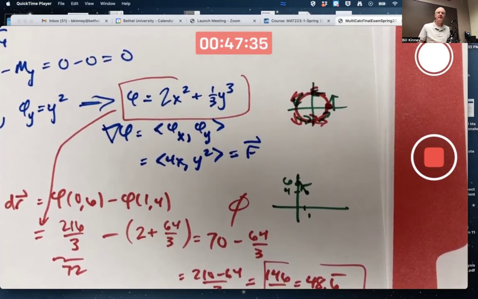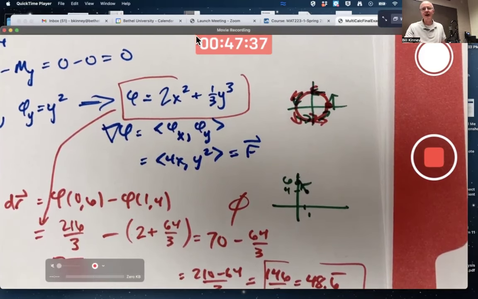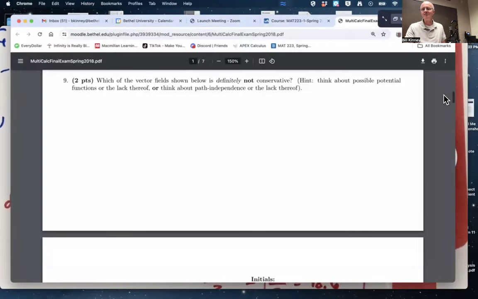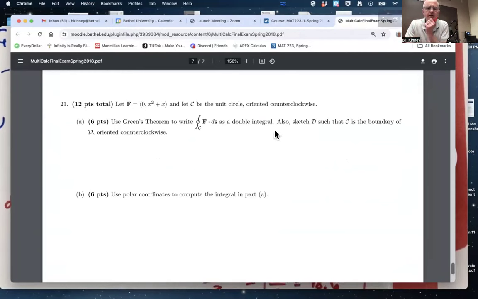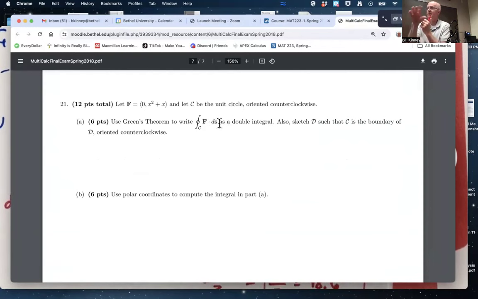Which also reminds me of Green's theorem. We should glance at that quick. That was back on the last page again. Use Green's theorem to write this as a double integral. What would it be? What does Green's theorem say? It says a line integral like this would be equal to a double integral of the curl, the scalar curl for a two-dimensional vector field.